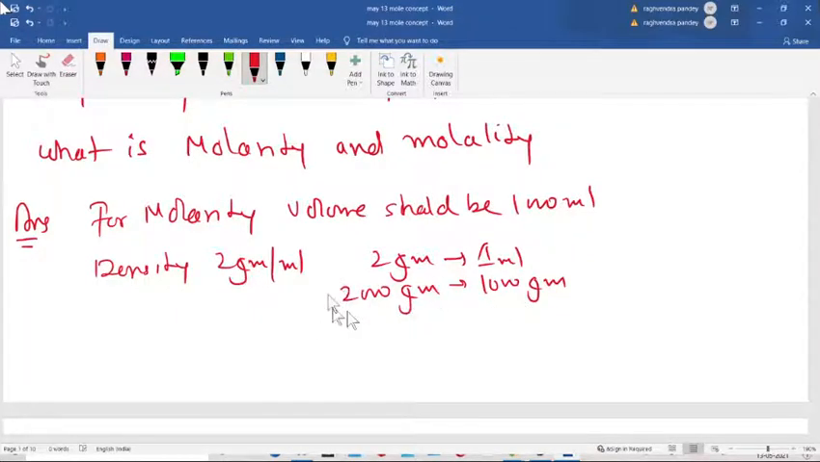Isn't it? Are you getting the first step, all of you? Oh, sorry, I should write 1000 ml. Is it red color or what? Which color is it? So that is 1000 ml. Are you getting this one?